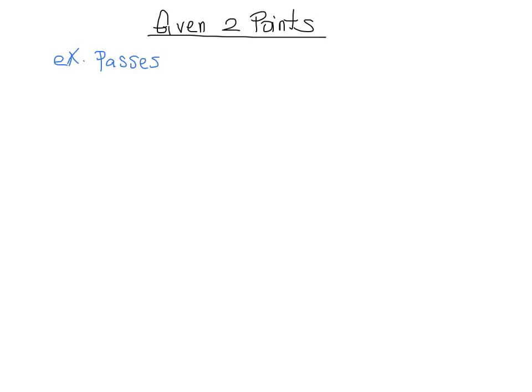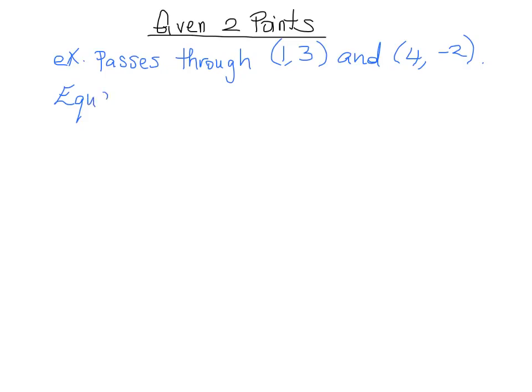Finally, we're going to look at how to find the equation of a line given any 2 points on the line. So for example, let's say you're told that a line passes through (1, 3) and (4, -2), and you're asked to find the equation of this line, again, in slope-intercept form.